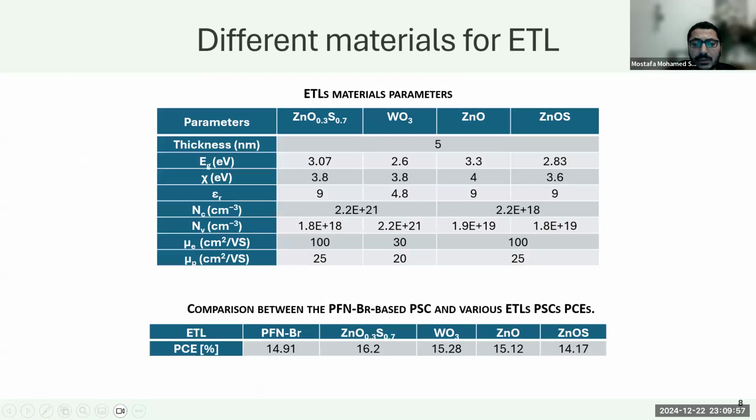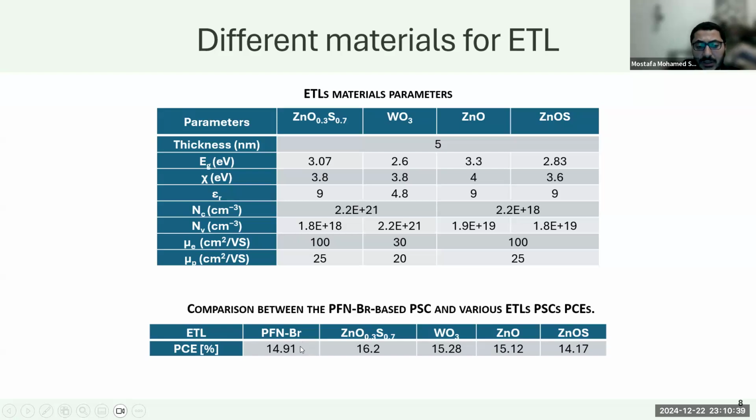So we proposed different materials to replace the electron transport layer, which was PFNBR. We proposed zinc oxide, ZnO 0.3 S 0.7, WO3, zinc oxide, and zinc oxysulfide, because these materials have an electron affinity close to the required value, which was 3.82. So we used these materials and compared the results.